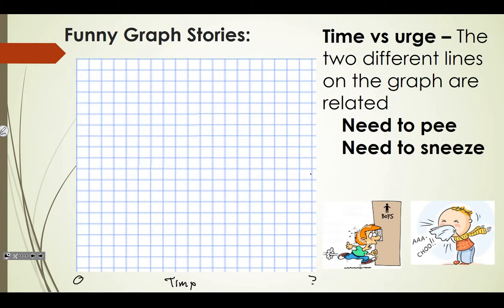0 to ? It keeps going. So on the side here, what are we going to need? Urge. Okay. Urge. And we'll go 0 to 100%. We also need to make a key because we're going to do two things. So let's do, I think this one is a really desperate need, so we'll make that red. And since sneezes sometimes produce green guck, we'll do that green, okay?